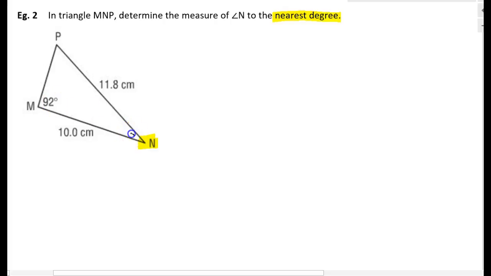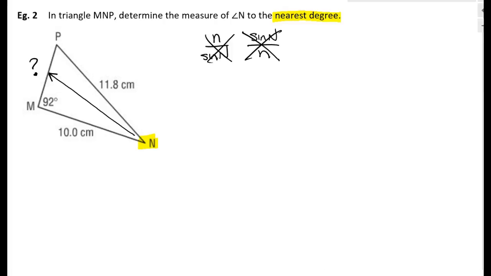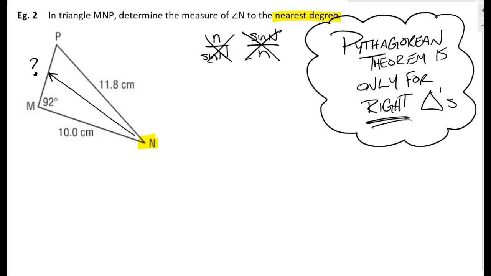So the problem with angle N is that we don't know the side across from it, which means that we cannot use the ratio N over sine N, or vice versa, because we want our variable in the numerator. So we wanted to be able to use this, but because we don't know that side length, we can't. Now you're like, Ms. Conrad, we could just use the Pythagorean theorem. But we can't, because the Pythagorean theorem is only for right triangles. So we can't use the Pythagorean theorem, which means we need to use our sine law.